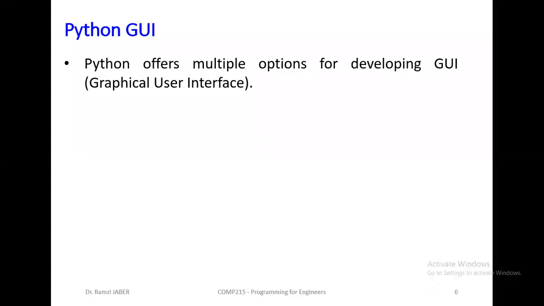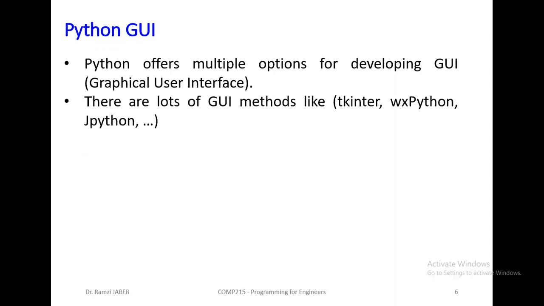So, what is GUI? The advantage of Python is that it offers multiple options for developing GUI. In this course, we'll take only one option. In Python, you can create graphical user interface applications and games in many ways. There are lots of GUI methods in Python, like tkinter, wxPython, and so on. You can download many libraries from the internet to create applications, so we have a lot of libraries in Python to create applications or GUI.